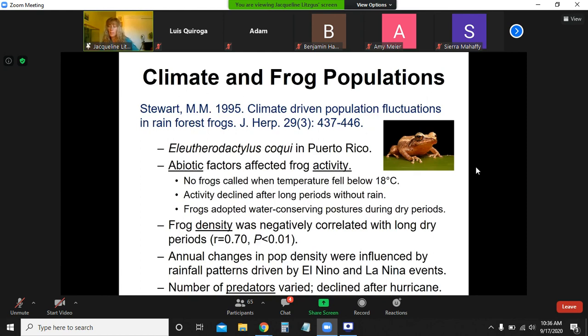When they did their surveys, basically they looked for egg masses on all the surfaces within the study site, within that transect. So they would scan the ground and the canopy systematically, looking for frogs and eggs on there. And they determined how population density changes from year to year.